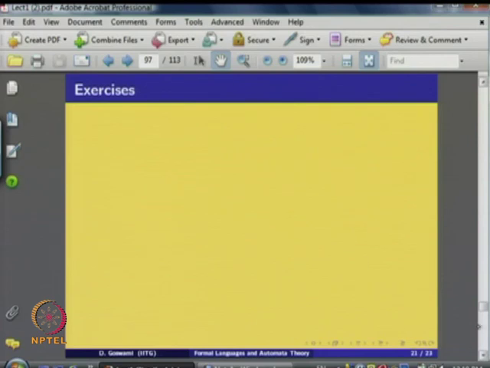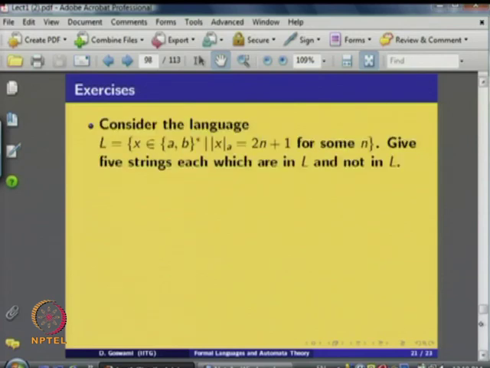Now, let us see some exercises. Consider a language L which contains all strings over {a, b} such that the number of a's is odd, because it is twice n plus 1 for some n. Give 5 strings each which are in L and not in L.